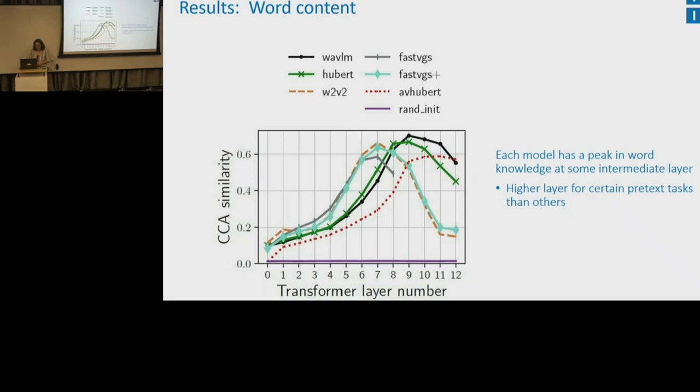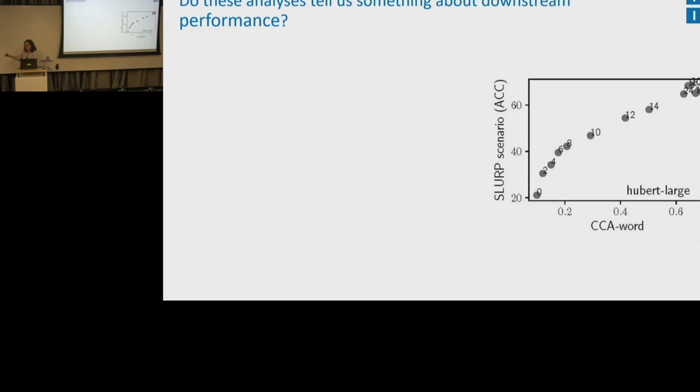So do these analyses tell us something about downstream performance? We look at a whole bunch of plots like this, and I'm just going to show you one of them, where we look at how well correlated is the measure that we're using, in this case, CCA similarity between words and representations, and some downstream tasks that we care about, in this case, a speech sentence intent classification type task.